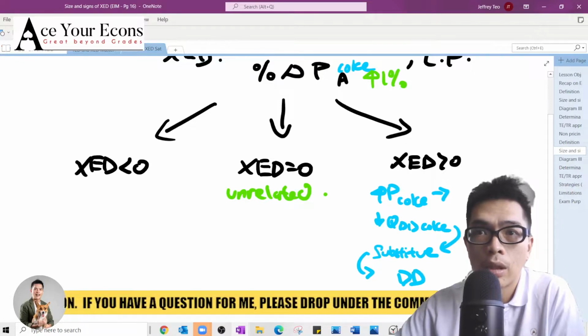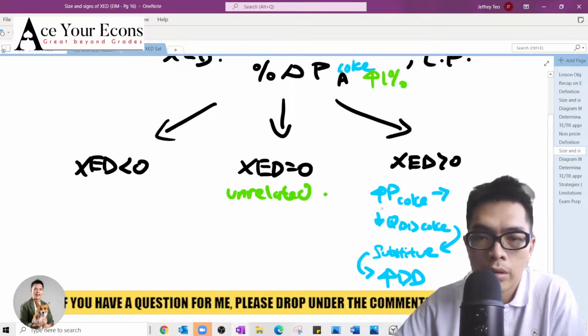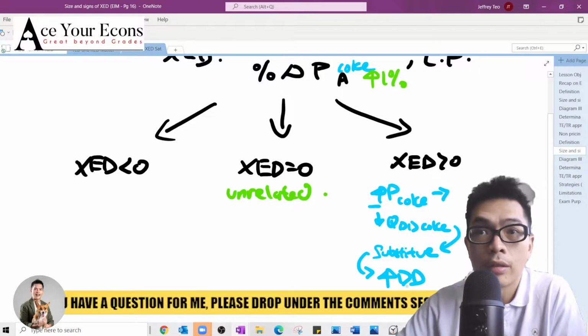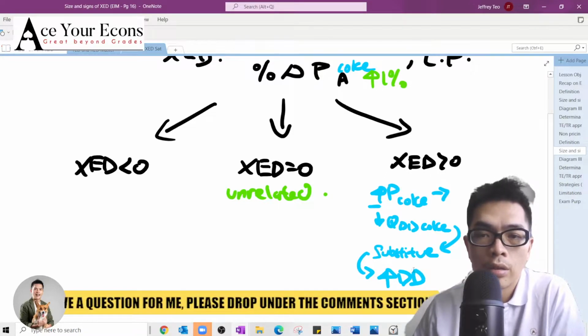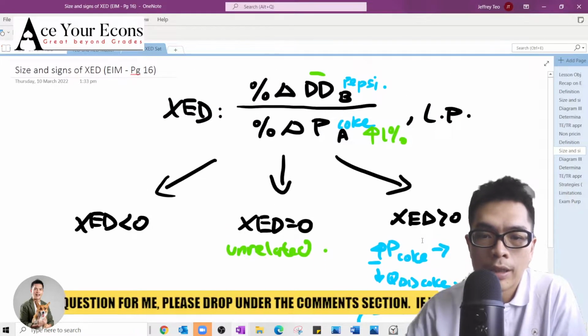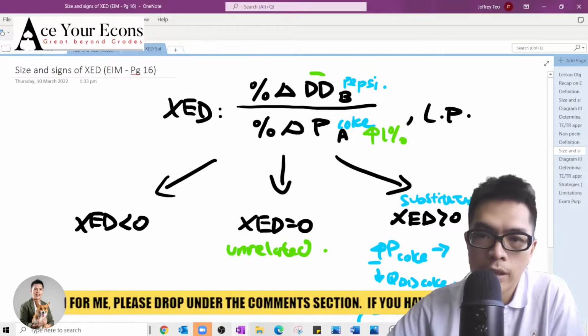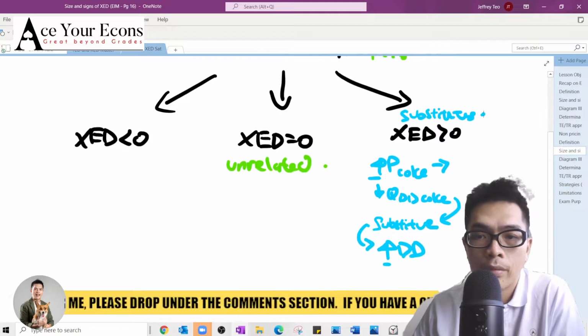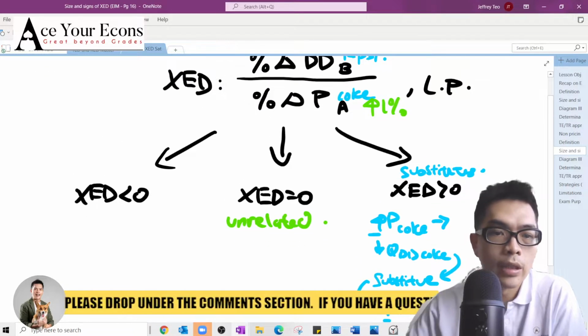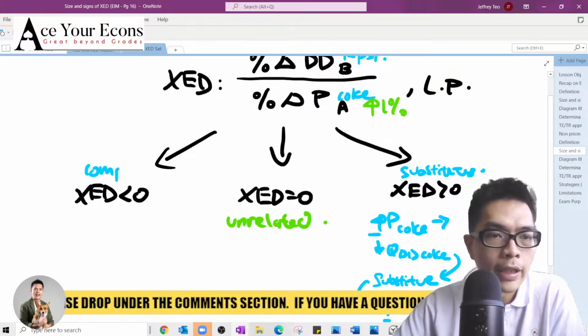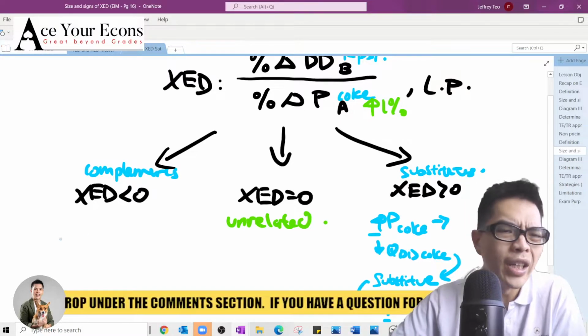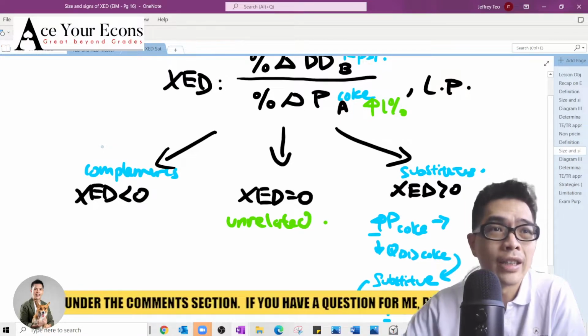Quickly type out up or down? Up. So you realize that they go in the same direction, right? Yes? So XED for substitutes must be positive. So this is how you derive step by step. It has to be positive, and complements will have to be negative. I don't think I need to derive complements, right? You guys can work it out yourself.